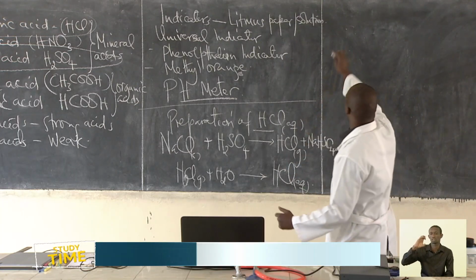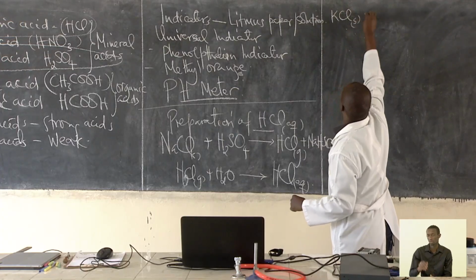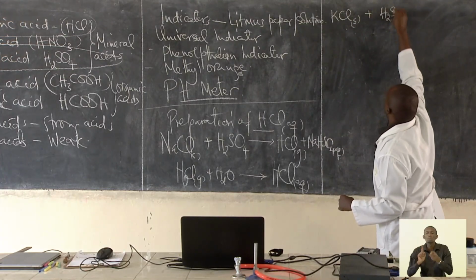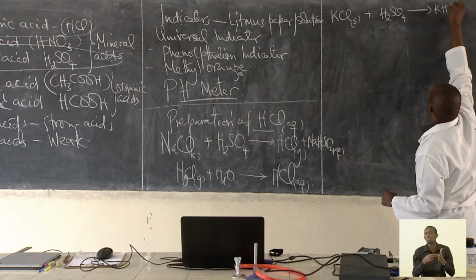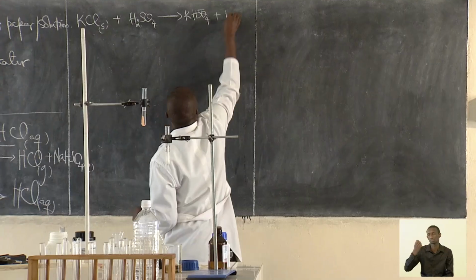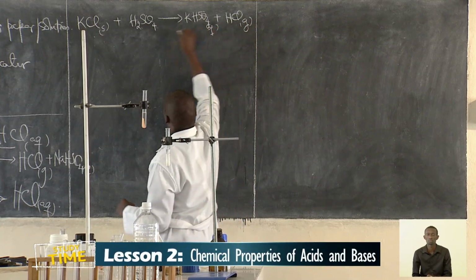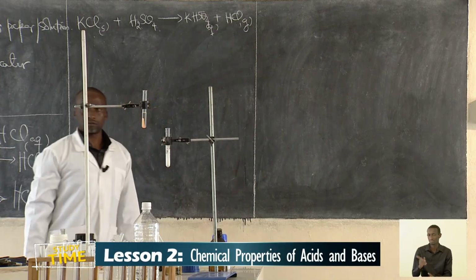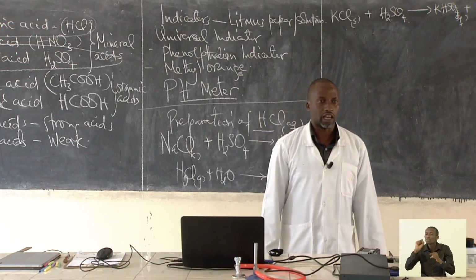Apart from sodium chloride, you can use potassium chloride, reacting it with concentrated sulfuric acid. This will give potassium hydrogen sulfate plus the hydrogen chloride gas. Pass the gas over water, and when the gas is passed over water, you'll get hydrochloric acid.